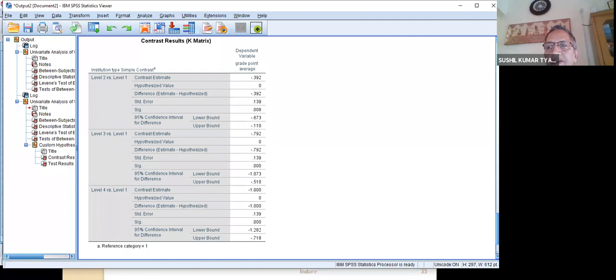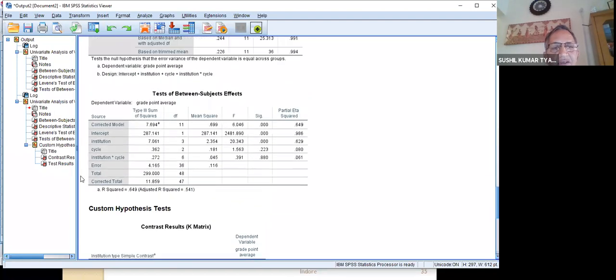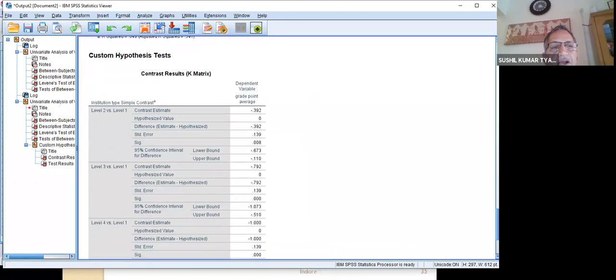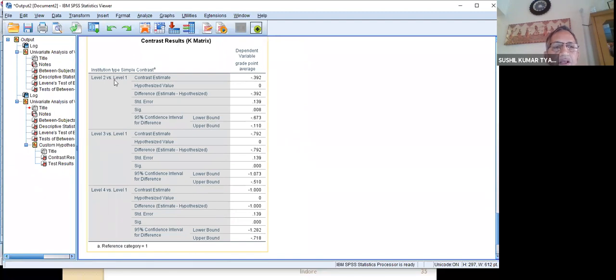This is the contrast result. It is known as K matrix, contrast result. This is institutional type, simple contrast. Level 2 versus level 1, level 3 versus level 1, level 4 versus level 1. Level 1 is the reference category. I am comparing every institution with department. Every institution should be compared with the department. So this level 2 versus level 1 is the first contrast.